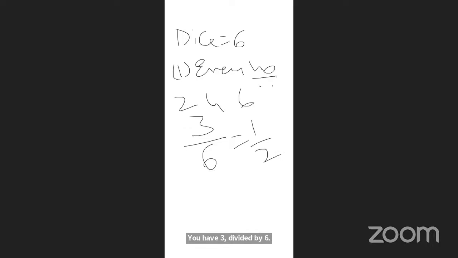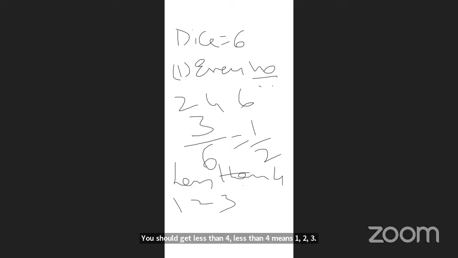The next says less than 4. You should get less than 4. Less than 4 means 1, 2, 3. Again there are 3 numbers you have. 3 by 6, which is equal to 1 by 2 again.